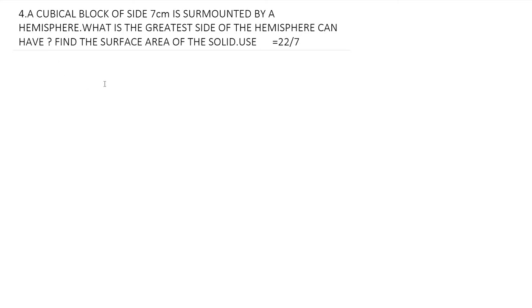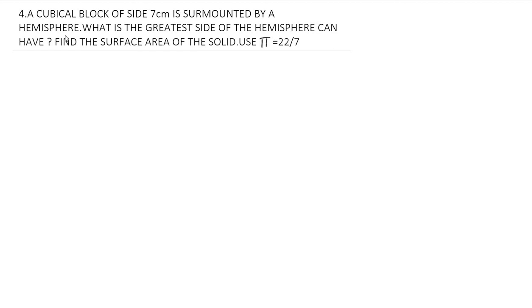Fourth sum. A cubical block of size 7 centimeter is surmounted by a hemisphere. What is the greatest side of the hemisphere can have? Find the surface area of the solid. Use pi is equal to 22 by 7. Okay. Shall we find this?